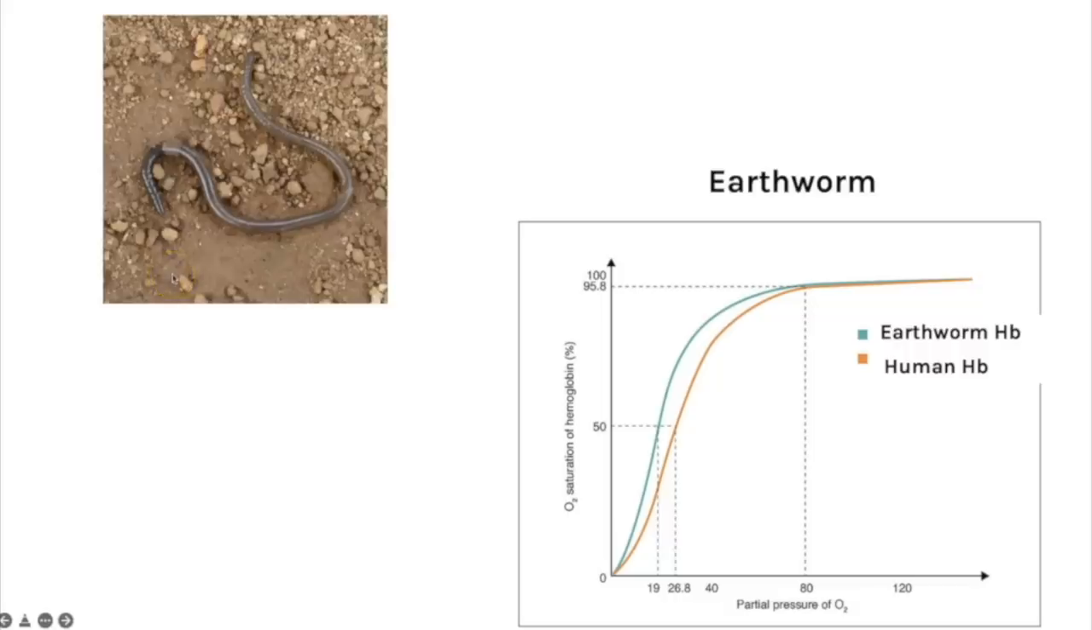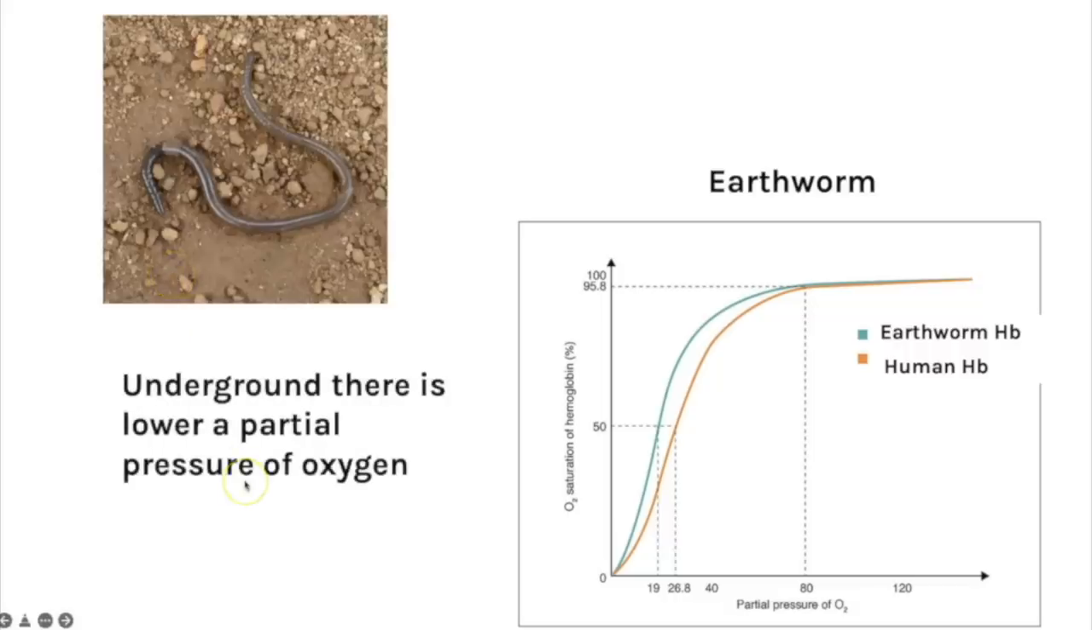Earthworms are a different example, so they will be underground a lot where there's very low partial pressures of oxygen. So they have haemoglobin that has very high affinities, even at low partial pressures, so that their haemoglobin can load up with whatever oxygen is available.